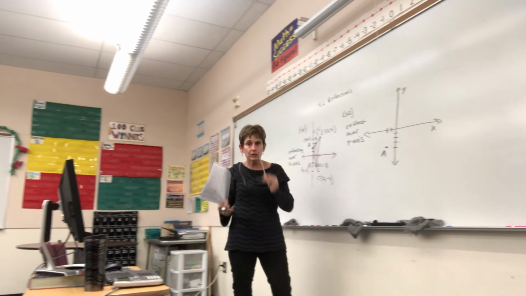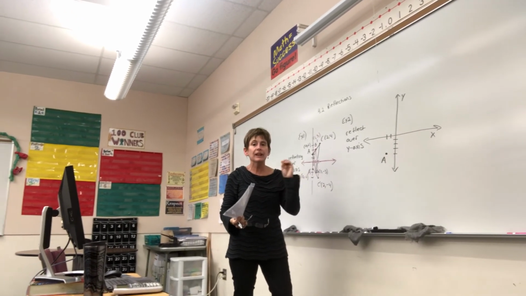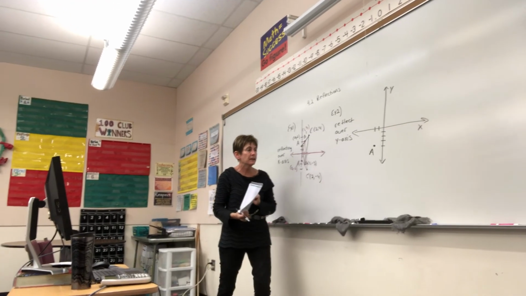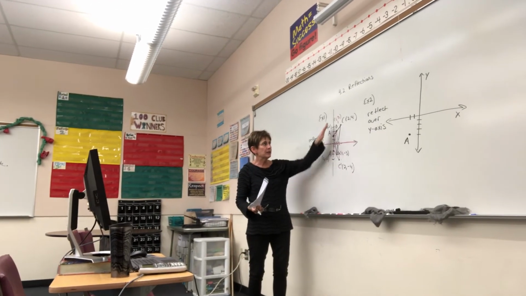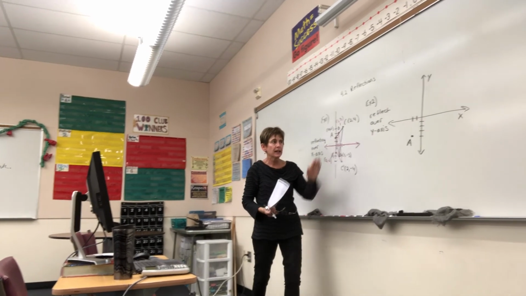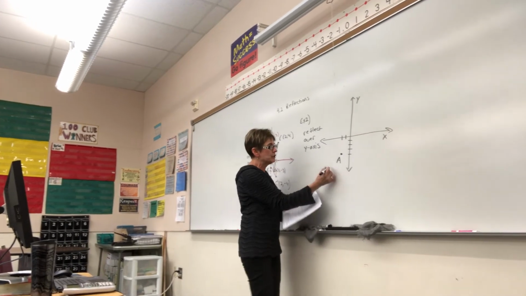Remember, the pre-image or starting point is a regular capital letter. The image or ending point has a prime mark on it. It's super important that you include that. Notice on my image here, A prime, B prime, and C prime show my ending points. And we're going to do the same thing in this example. So A is at negative 2, negative 4.